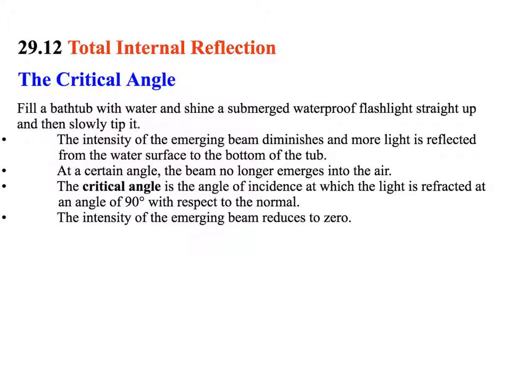Fill a bathtub with water and shine a submerged waterproof flashlight straight up and then slowly tip it. The intensity of the emerging beam diminishes as more light is reflected from the water surface to the bottom of the tub. At a certain angle, the beam no longer emerges into the air. The critical angle is the angle of incidence at which the light is refracted at an angle of 90 degrees with respect to the normal. The intensity of the emerging beam reduces to 0.